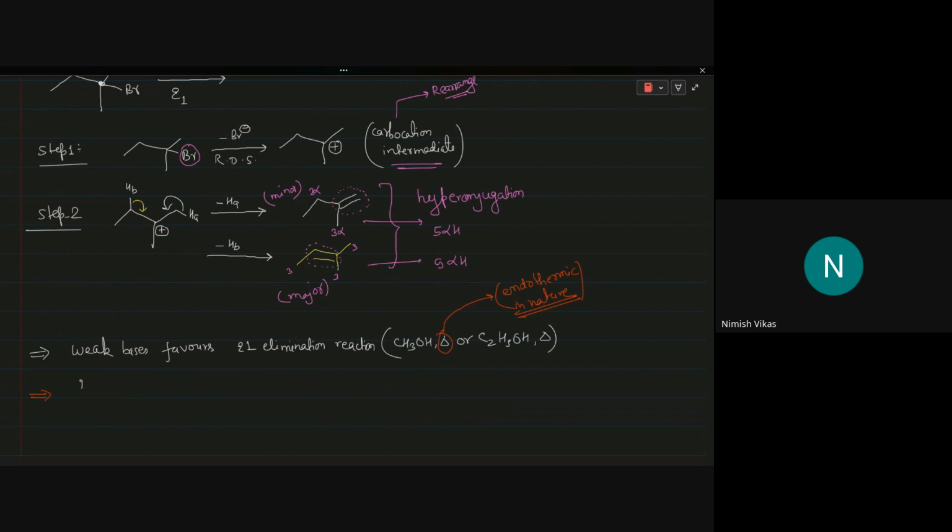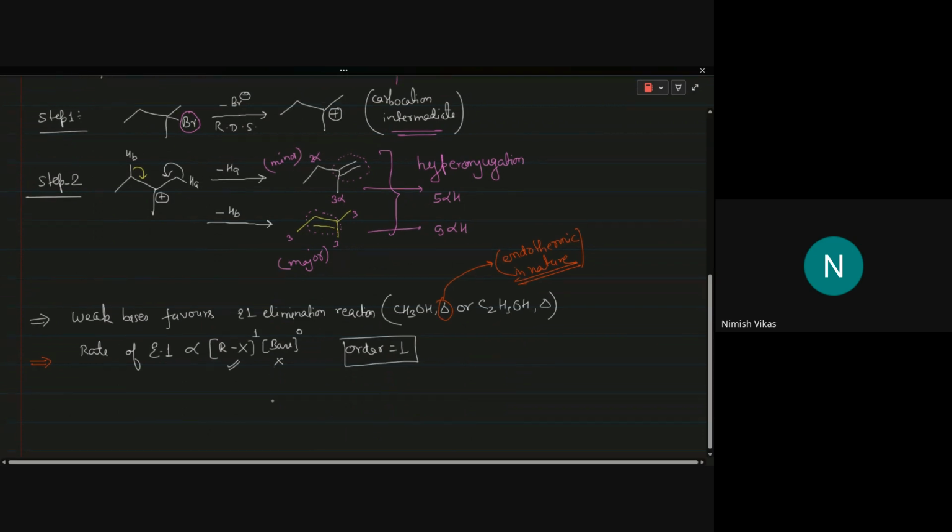The rate of the E1 elimination reaction is directly proportional to the concentration of the alkyl halide you are taking raised to the power 1, and whatever base you are taking raised to the power 0. So the order of this reaction is simply 1, and this is only with respect to the alkyl halide. It has no relation with the amount of base. Right.